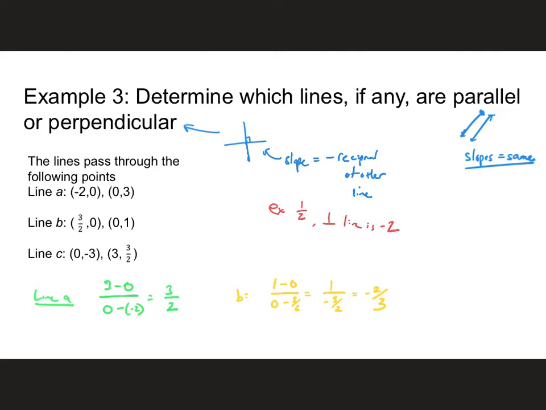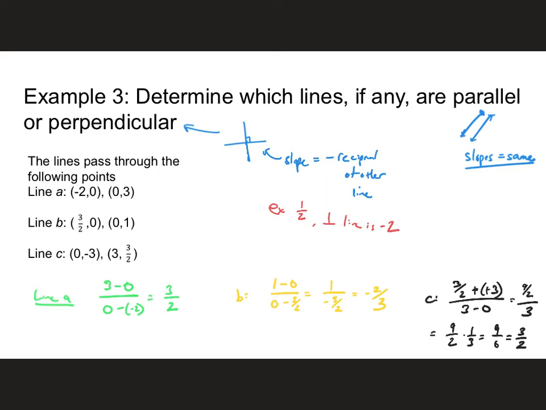And finally, line C. What am I going to do with line C? Well, let's see here. That's 3/2 minus -3 over 3 minus 0. Okay, so this is the same as adding 3 to that. And 3 plus 3/2, let's see here, that is 9/2 over 3. And again, that's the same as saying 9/2 times 1/3. If I do that, that gives me 9/6. If I simplify that down, I get 3 over 2.